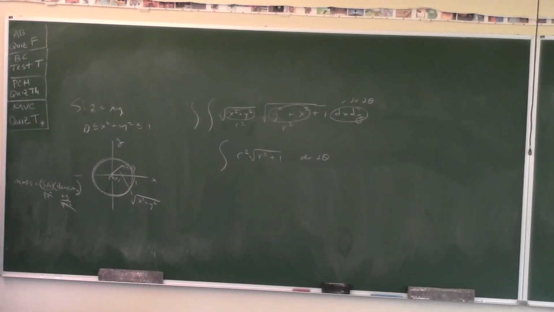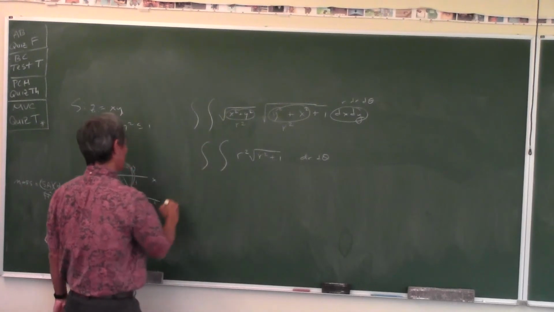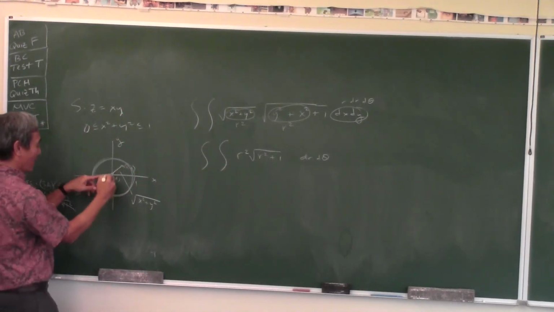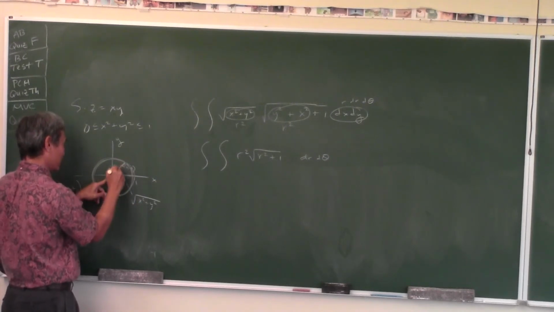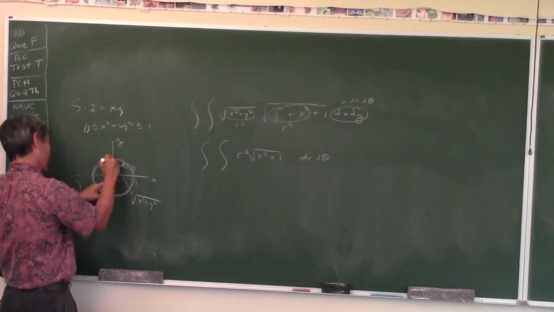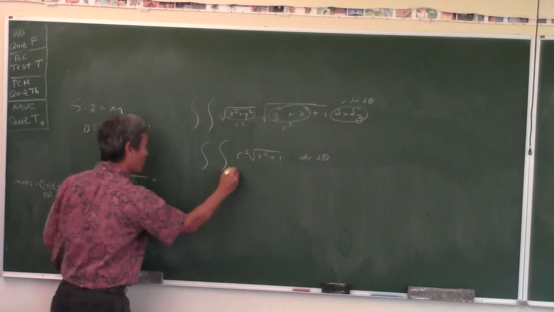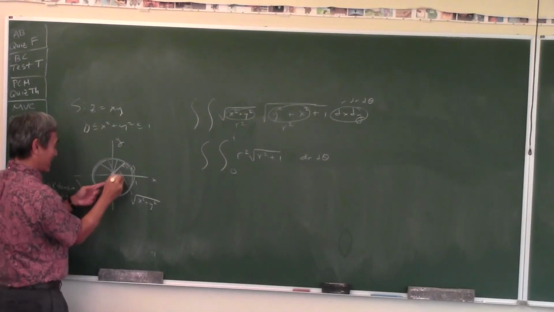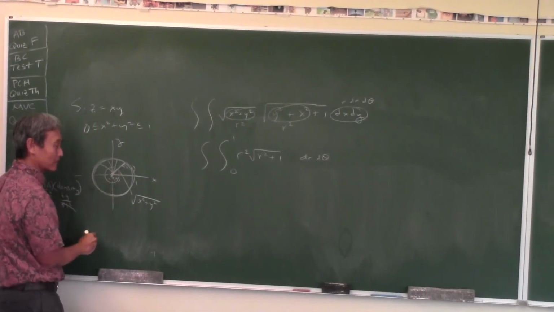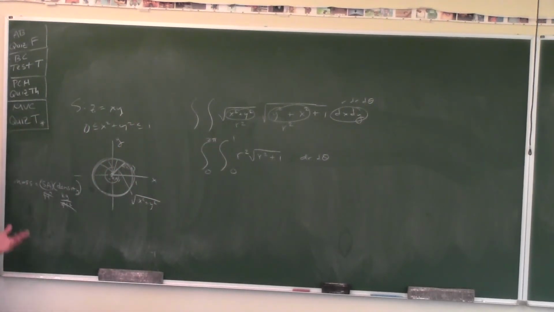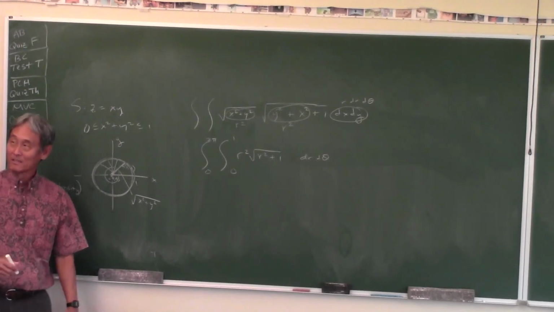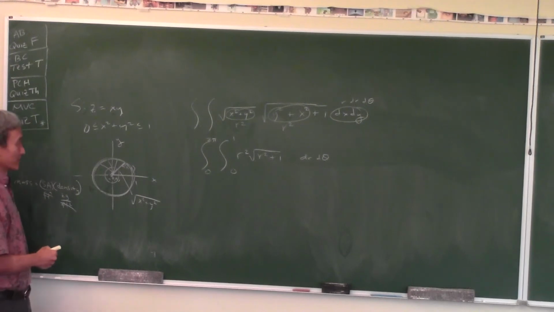Okay, now what are my limits? It's a double integral. If I integrate with respect to r first, r is going to go from 0 to 1. And then theta goes from 0 to 2 pi. So this integral will tell me the mass of this material surface. That's the title of the section: mass of a material surface.